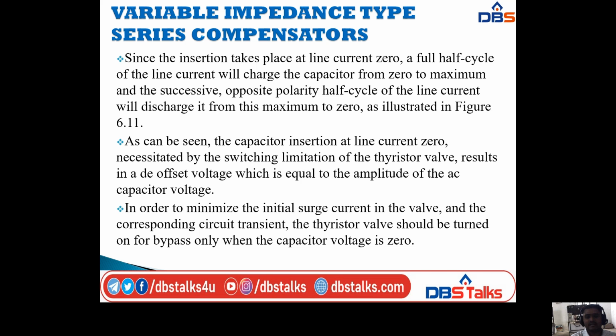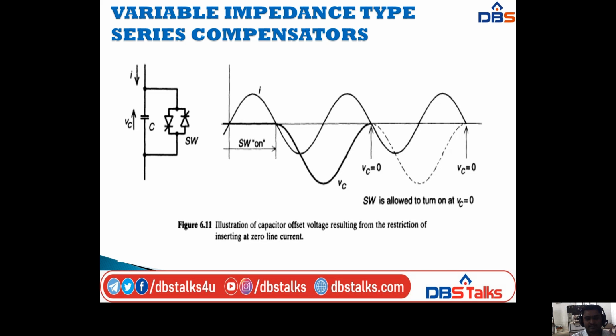In order to minimize the initial surge current in the valve and the corresponding circuit transient, the thyristor valve should be turned on for bypass only when the capacitor voltage is 0. So this is the circuit and waveform for that explanation.